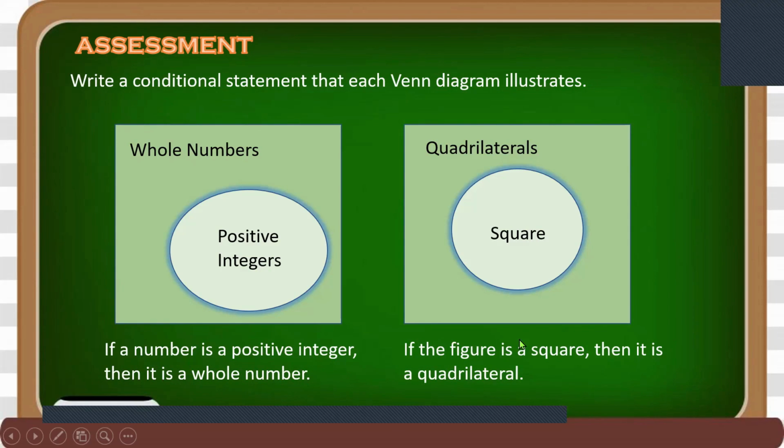Second is, if the figure is a square, then it is a quadrilateral. So when we say figure, pwede namang palitan natin ang figure as shape, pwede rin naman po, kasi shape din naman nakikita natin sa Venn diagram. So, if the figure is a square, then it is a quadrilateral.